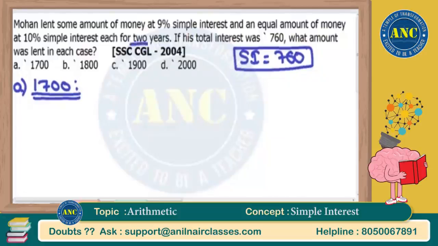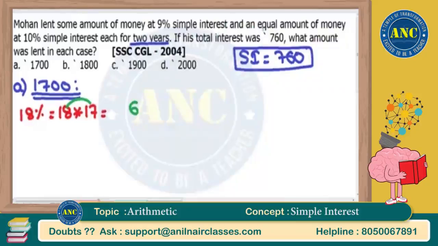The first statement says Mohan lent some amount of money at 9% simple interest for 2 years. For 1 year it is 9%, for 2 years it is 18%. What is 18% of 1700? It is 18 into 17. Do not waste your time finding the value of 18 into 17. Only work with the unit digit. 8 into 7 is 56. The unit digit here should be 6.